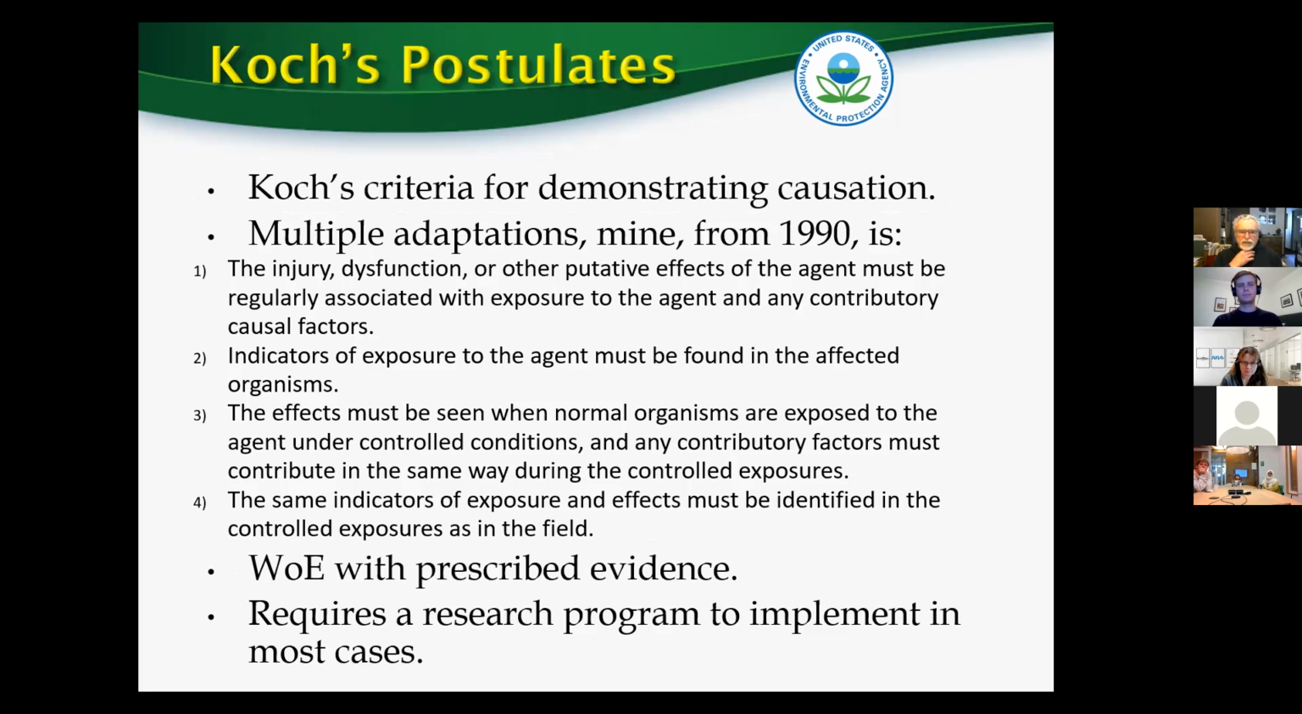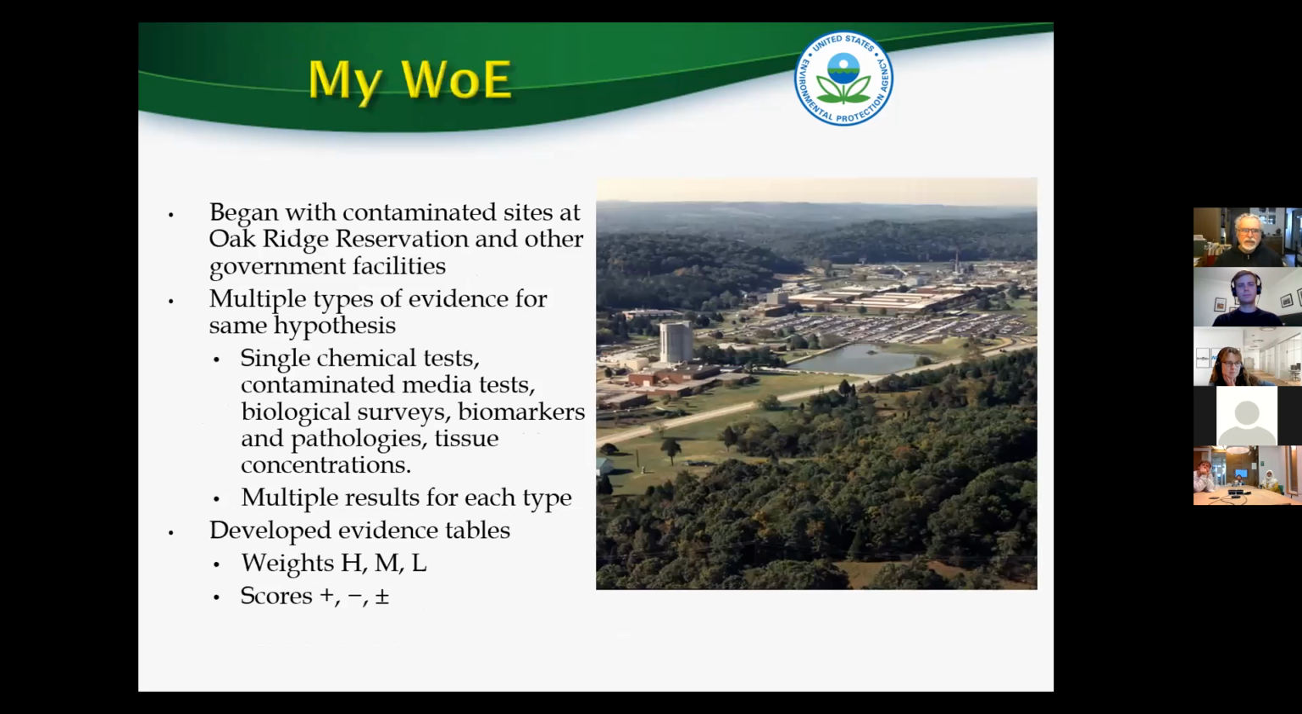So I'm just going to go through Koch's criteria really quickly. I think that they're really useful if you can apply them. The prescribed evidence requires a research program to implement them in most cases. But you need to show that the agent that's the putative cause and the putative factor is associated. Well, you all are going to have the slides. You can go through these because this is the last I'm going to deal with Koch's criteria.